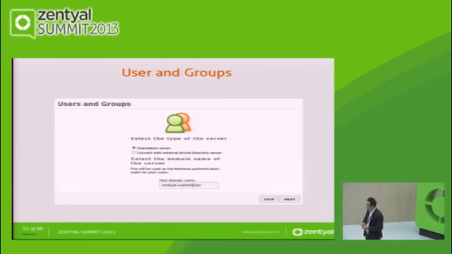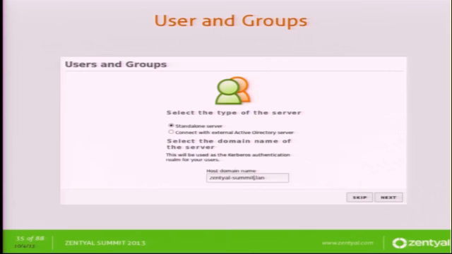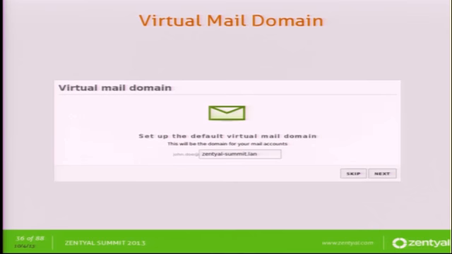Next, I'm installing a domain controller on top of the server, and I'm going to choose a standalone server, and I'm choosing the domain Zentyal-Summit2013. Next step, once it's provisioned, I'm going for the virtual mail, and I'm selecting the same domain. Why would I have to change? So I'm using Zentyal-Summit.clan too.